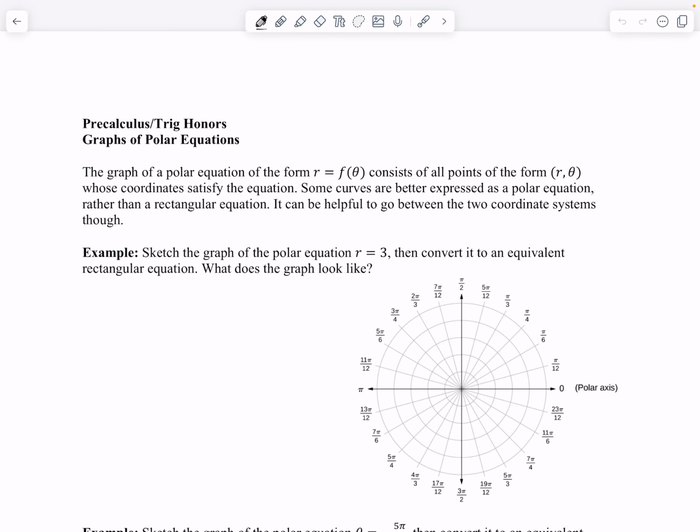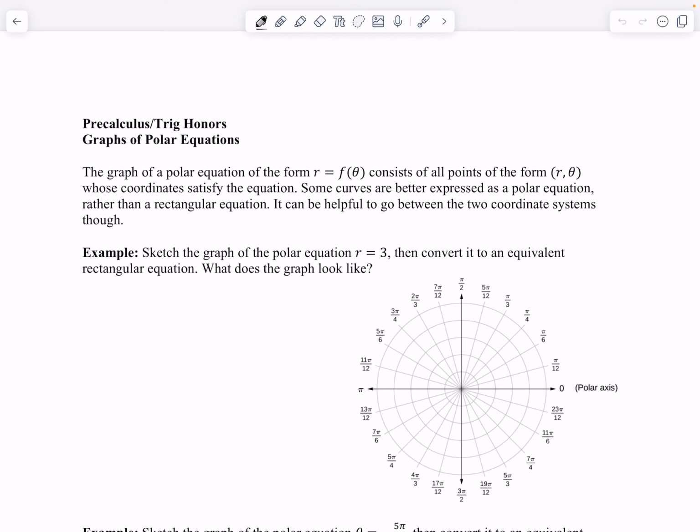Hi there, this video is on graphing polar equations. So in the previous lesson, we had introduced the polar coordinate system and talked about plotting points in the polar coordinate system and how polar coordinates are in the form r comma theta, where theta is the independent variable and r is the dependent variable.